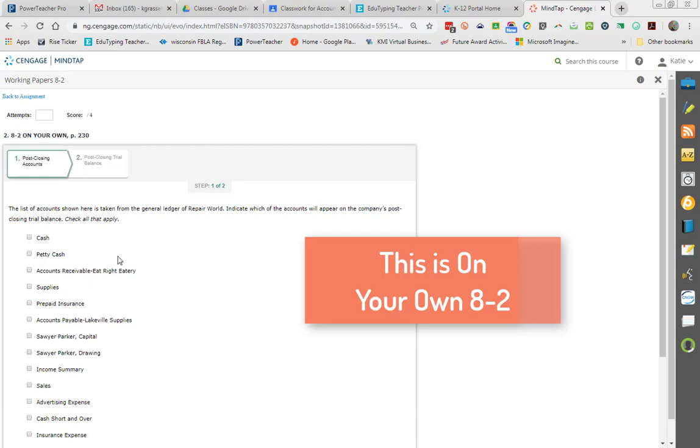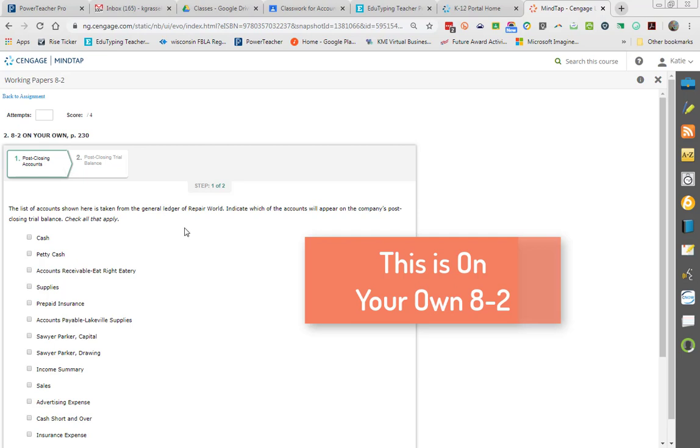So when we take a look at work together and on your own, I'm actually completing the on your own right now, not the work together. So be aware that this is the on your own, not work together. The first part of this is we're going to go through and prepare our post-closing trial balance. We have to look at this list of accounts for Repair World, and we need to decide if they're going to be on our company's post-closing trial balance.